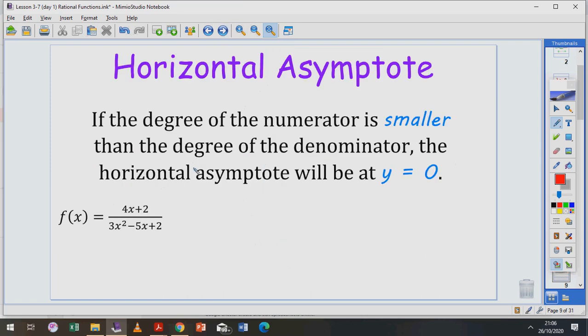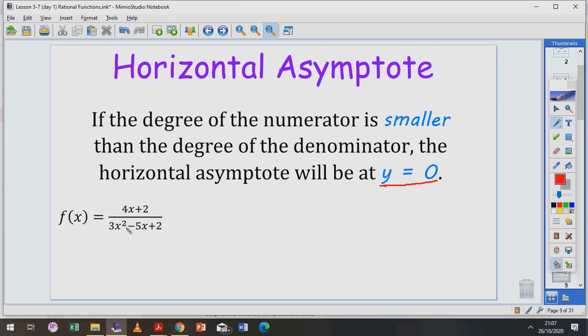Let's see how we can find horizontal asymptotes. So remember, a horizontal asymptote is that horizontal line for which the function is going to 0. So that means in order to find the horizontal asymptote, I just need to set the function equal to 0. But that's not what this is saying. This is saying if the degree of the numerator is smaller than the degree of the denominator, the horizontal asymptote will be at y is equal to 0.